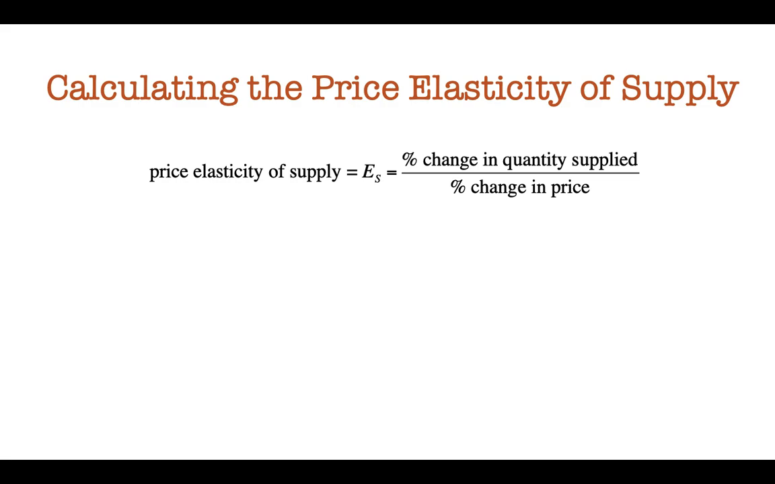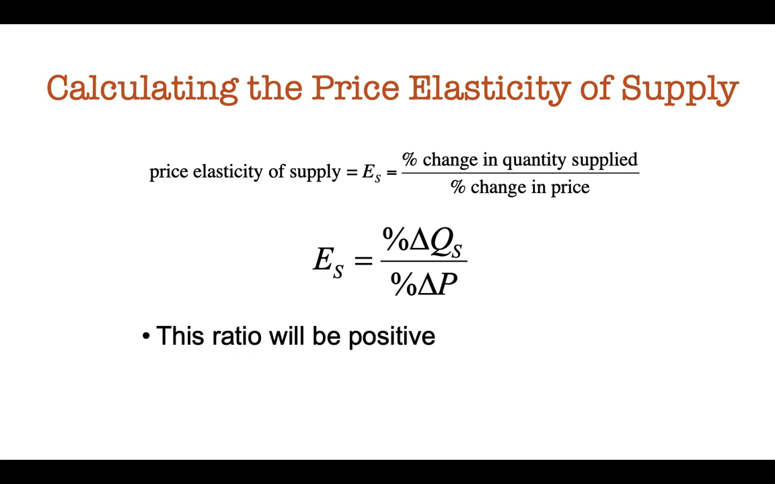All right, if we're going to calculate price elasticity of supply, it's going to be very similar. We can abbreviate it as E subscript S. So it's going to be the percentage change in quantity supplied. Remember, quantity supplied is the amount that sellers are able to sell, over the percentage change in price.